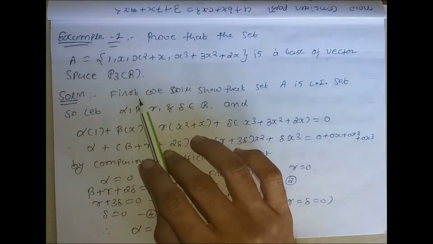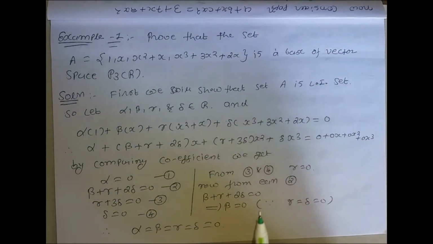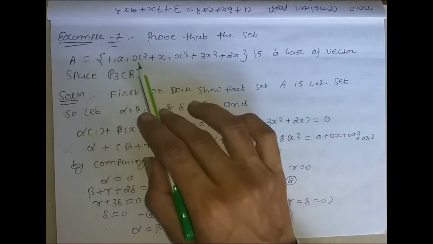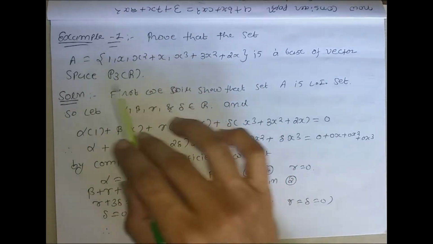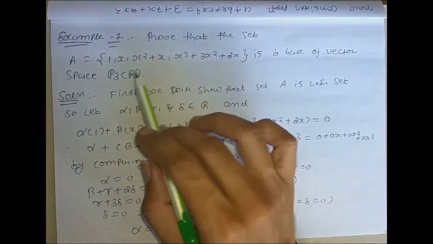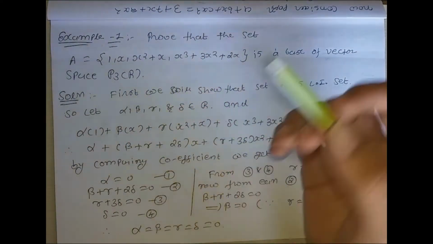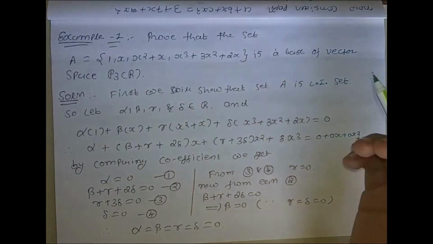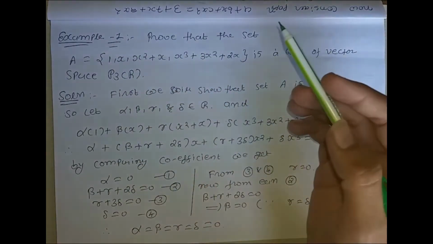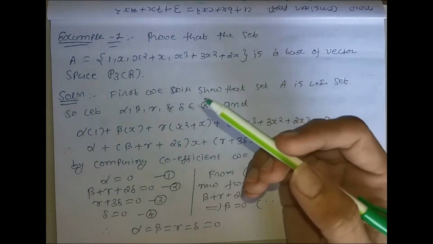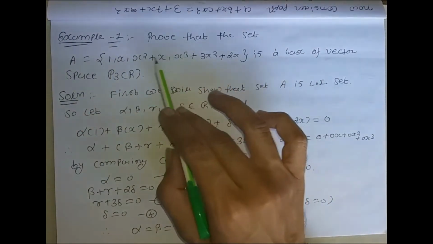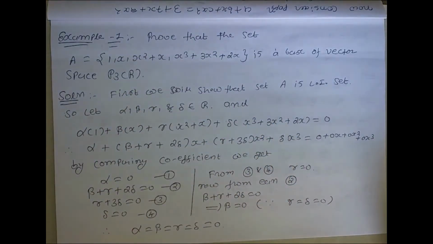So first we will show that set A is a linearly independent set. To show this we will consider scalars. There are total 4 vectors, because we are dealing with vector space, and the elements of a vector space are called vectors. So there are total 1, 2, 3 and 4 vectors, or we can say 4 polynomials, or 4 elements in the set A.